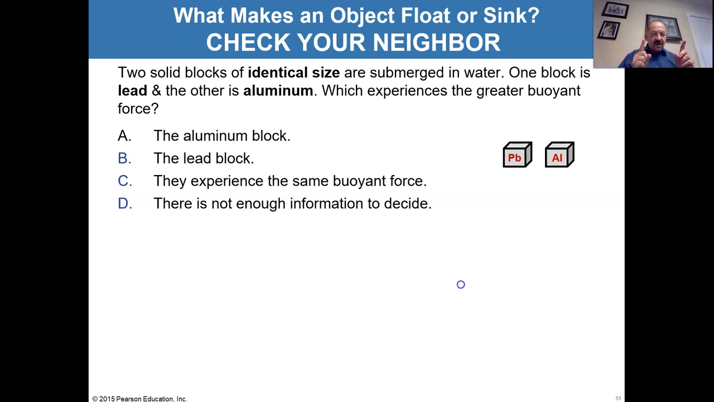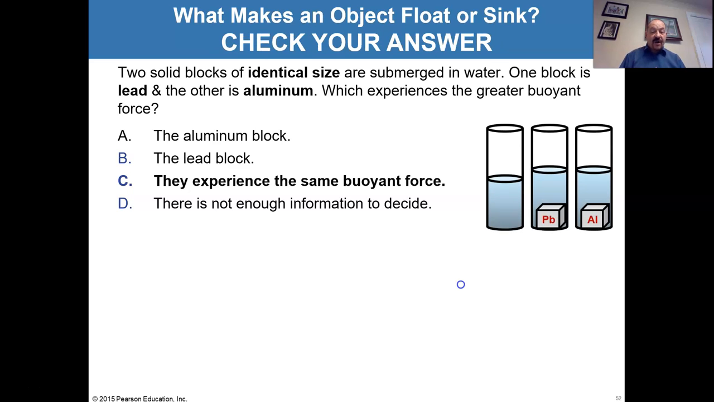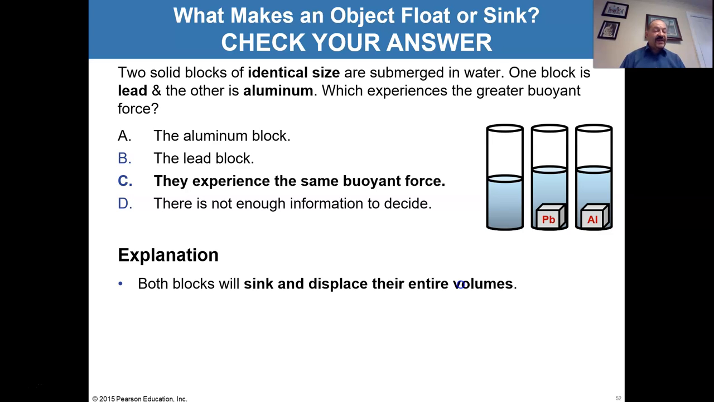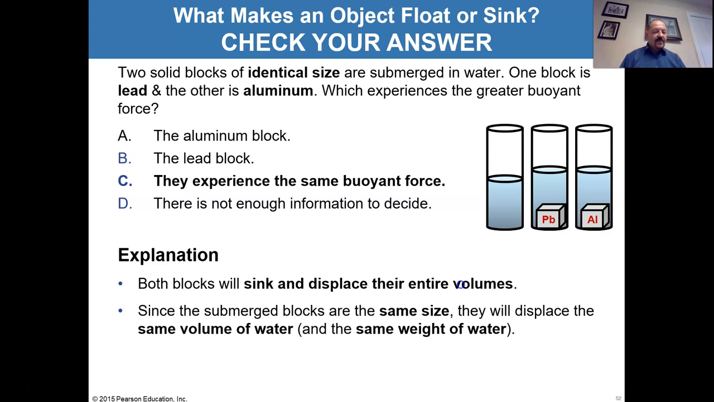Two solid blocks of identical size are submerged in water. The key here is they're the same size, not the same mass as we saw before. One block is lead, one block is aluminum. Which one experiences the greater buoyant force? Well, remember, buoyant force is based on the displaced weight of water. These are both metal blocks that will sink in water. And therefore, they will have exactly the same buoyant force because they displace exactly the same volume of water and exactly the same weight of water. So because the water volume is the same, the water weight of the displaced water will be the same, and therefore they will have exactly the same buoyant force.